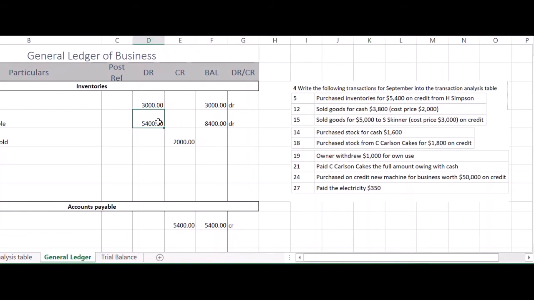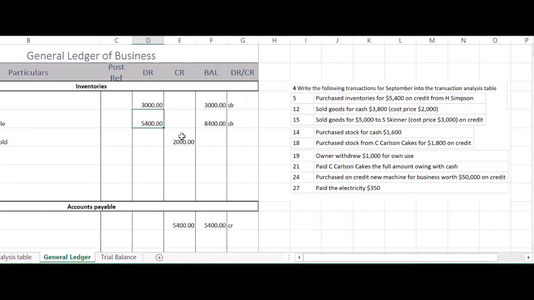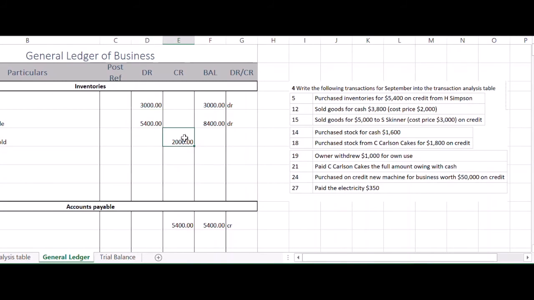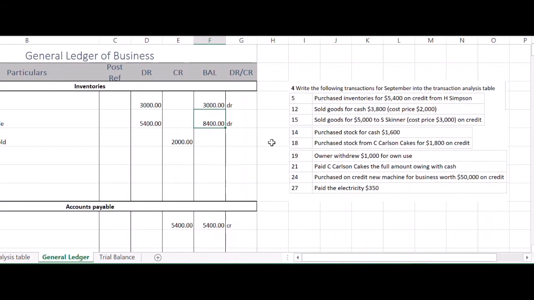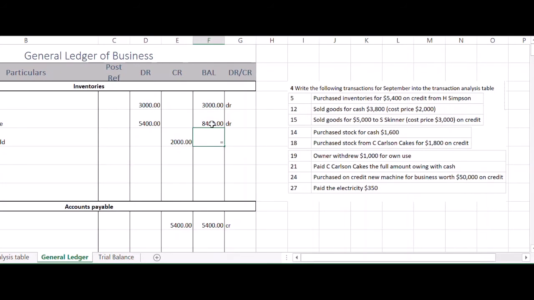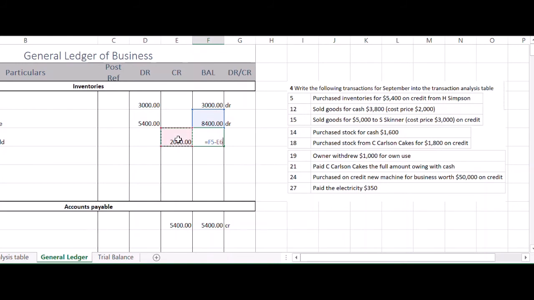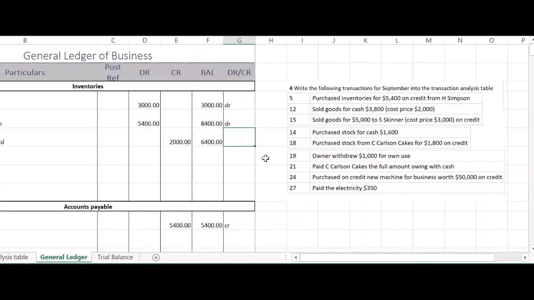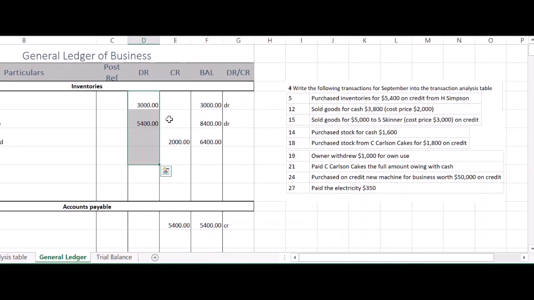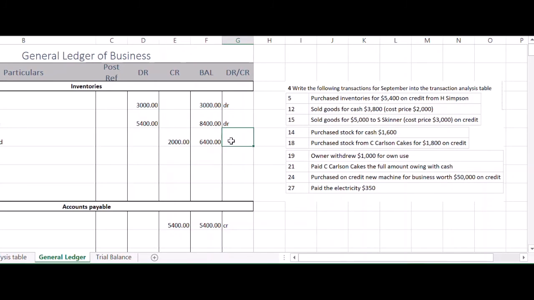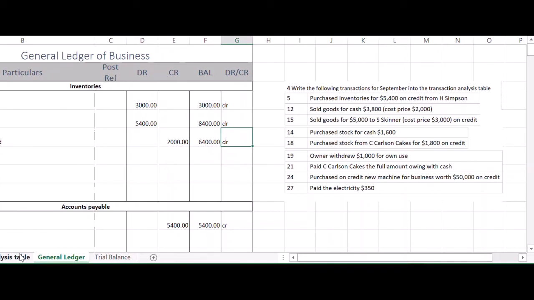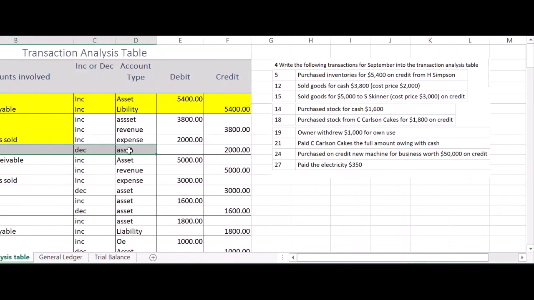I also need to think about the transaction. I'm selling inventory, so naturally I'm going to lose inventory out of this. So my total inventory will be decreasing. So I need to decrease the worth of my inventory, which is now down to 6,400. More money is on the debit side than the credit side, so it will be debit. So 6,400. I go through and I check it off.